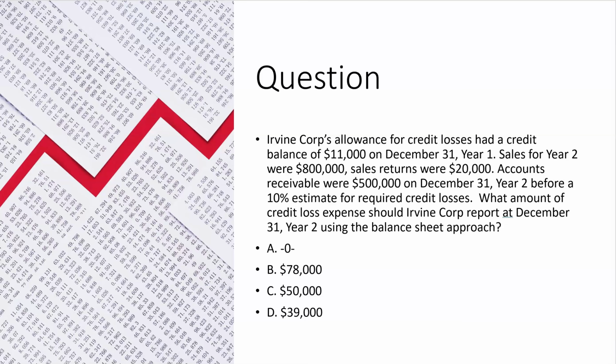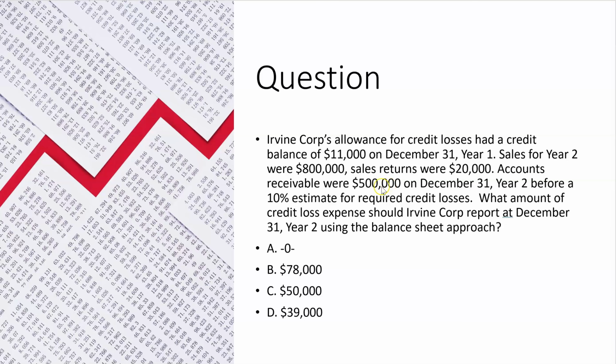All right, here's the way the question is going to look on the exam. It's going to say, what amount of credit loss expense should Irvine Corp report at December 31st, year 2 using the balance sheet approach? Irvine Corp's allowance for credit losses had a credit balance of $11,000 on December 31st, year 1. Okay, that's the ending balance for year 1, beginning balance for year 2. So make a T account for allowance for credit losses, and on the right side put the beginning balance of $11,000. They'll give us sales for year 2 and sales returns, but we don't need that, because we're using a balance sheet approach, not an income statement approach. So we don't care about these income statement accounts like sales and sales returns.